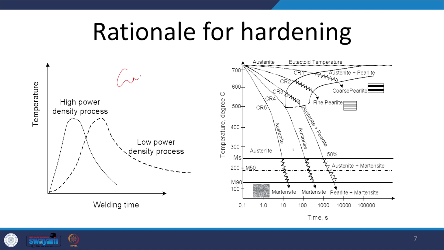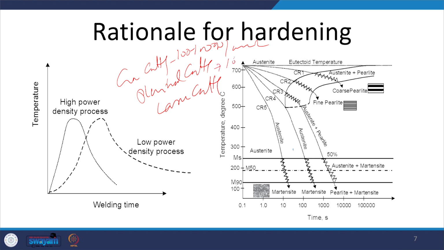So, for cutting we can use a variety of sources. It can be gas cutting, it can be plasma arc cutting, and it can be laser cutting also. These sources are significantly different in terms of power density: say 100 to 1000 watt per mm square for gas, plasma cutting like 10^4 to 10^6 watt per mm square, and laser say 10^8 to 10^10 watt per mm square. So, there is a great difference in terms of the power density.